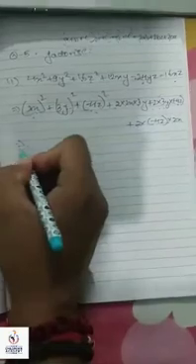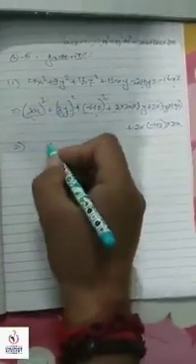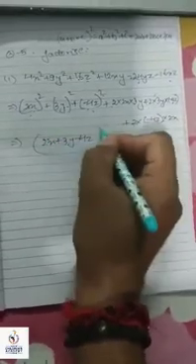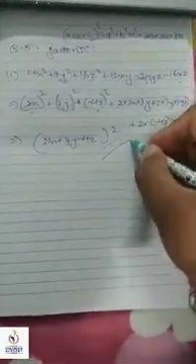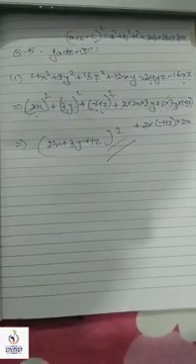Now we can directly write this expression as (2x + 3y - 4z) whole square, as it is in the form of (a + b + c) whole square. So this will be your answer. One more question is there, you will try yourself. Okay, now let's see question number 6.